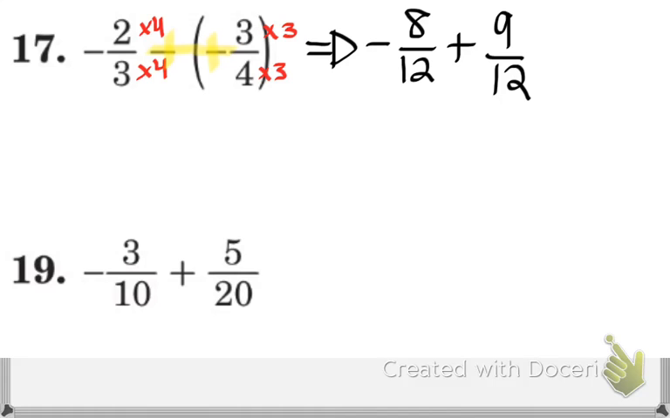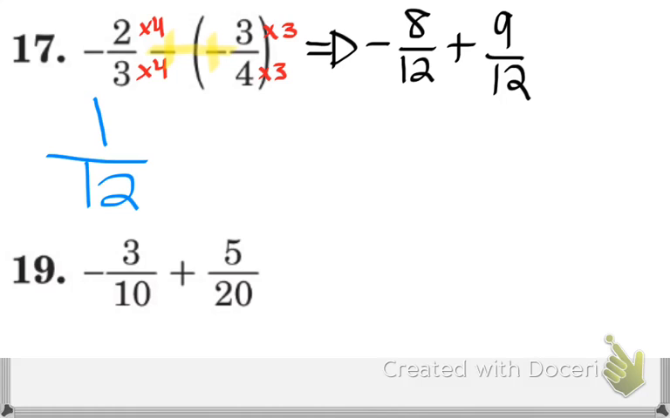Alright, so we're ready to finish. Negative 8 plus 9. Negative 8 plus 9 is positive 1. And our bottom is still 12. So the answer to this question is 1 over 12. I don't know why I put it all the way over there. I was thinking there'd be more work. So we're done with that one.